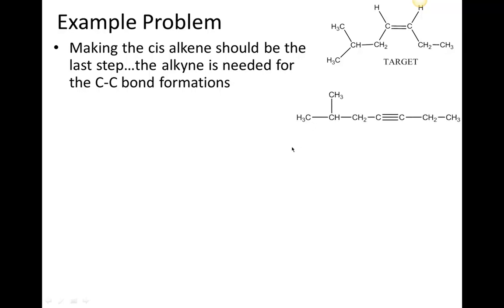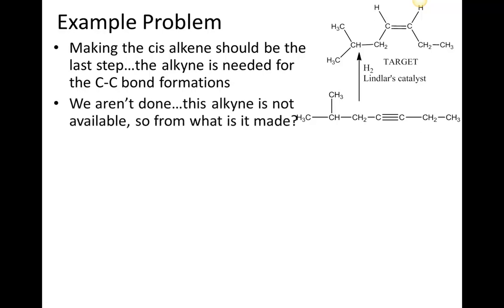So let's see kind of how that looks. If we had this alkyne, we could use Lindlar's catalyst, and that would give us our cis alkene. So then we look, okay, well this is not one of our allowed starting materials. We know we have to make a new carbon-carbon bond. So that's not available, so we have to make that. So we could make this one from here, and so we could be making this bond right here.